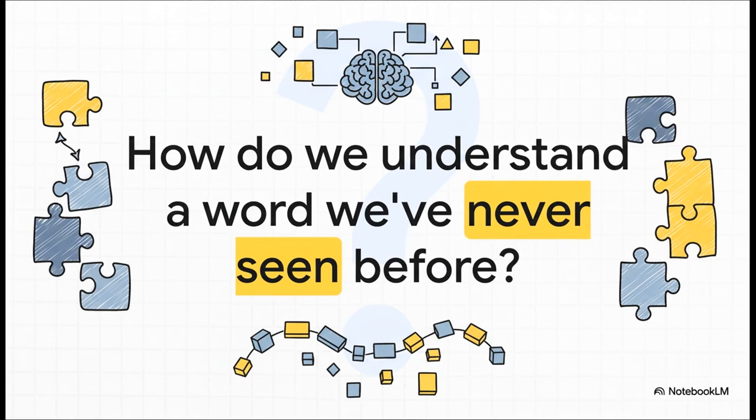So think about this. How is it that you can see a brand new word, maybe something really long and complicated, and you kind of just get it? You have a pretty good idea of what it means, right? Well, that's not magic. That's your brain acting like an expert code breaker, pulling words apart into their most basic pieces.